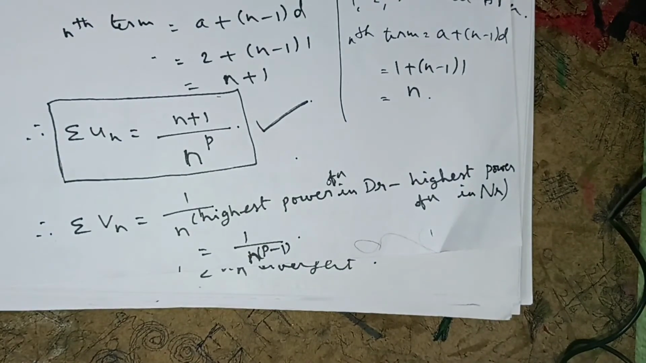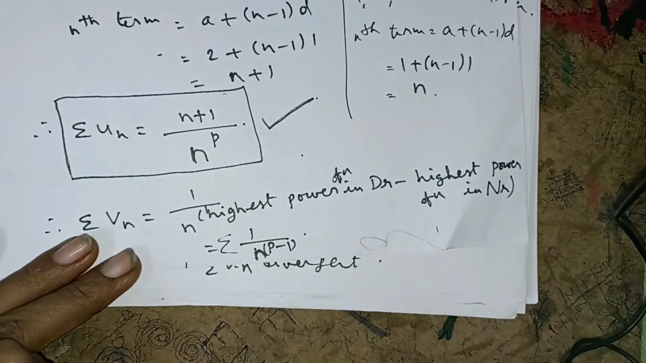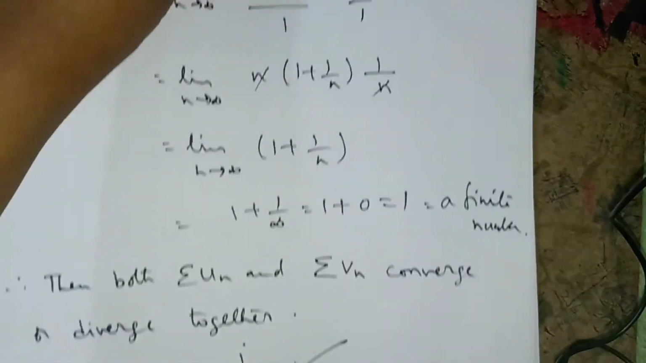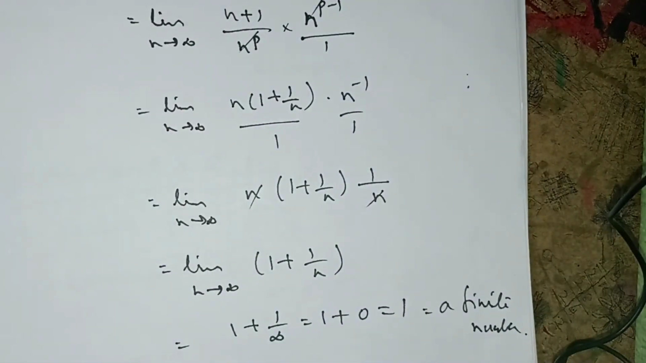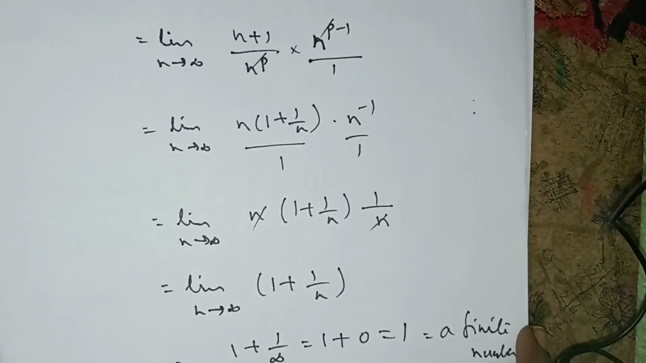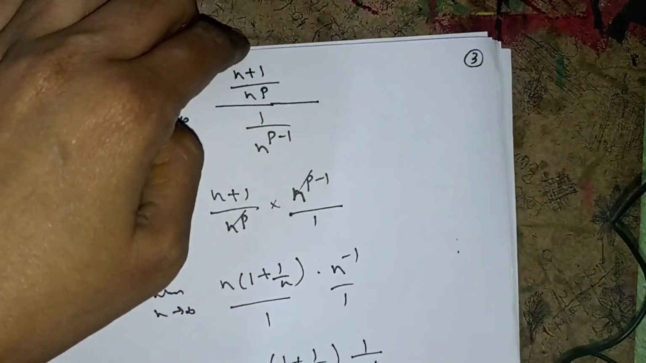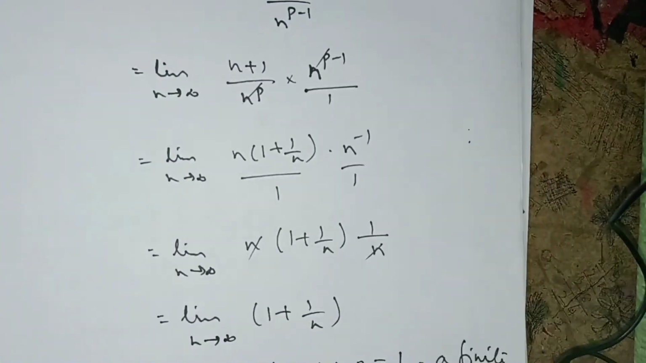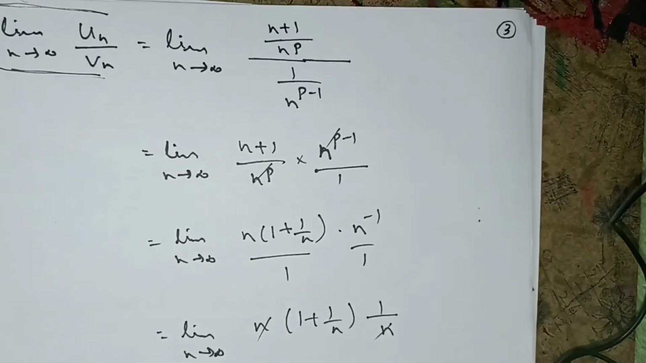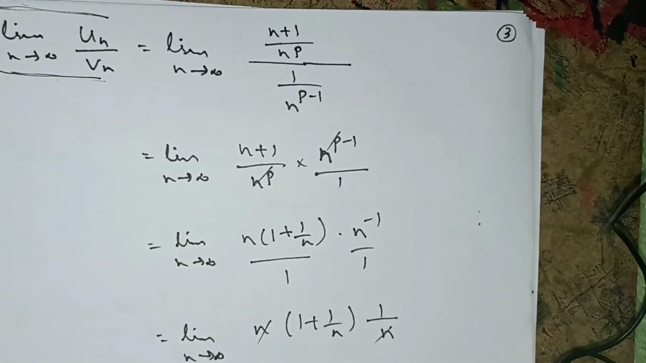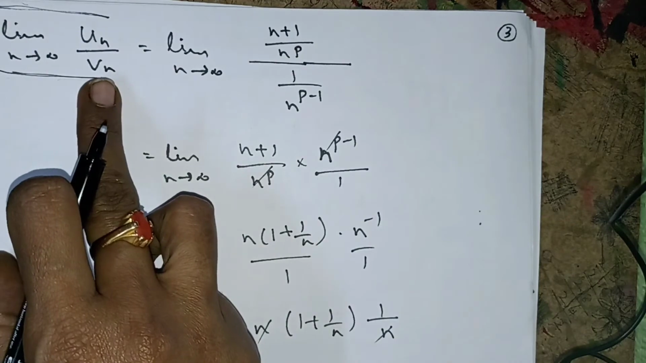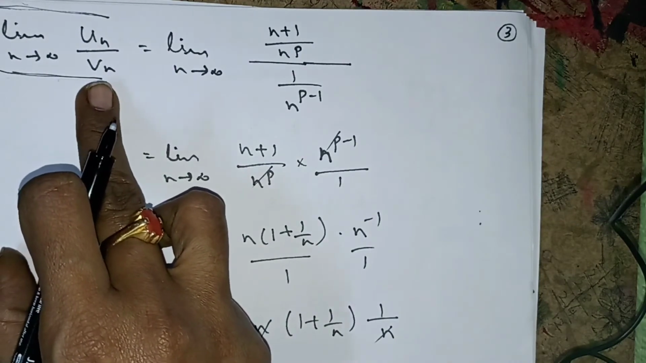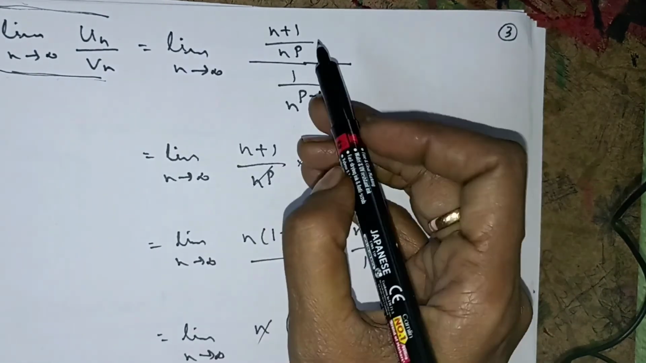Now after choosing sigma vn, what do we have to find? We have to write the formula: limit n tends to infinity un by vn is equal to limit n tends to infinity of un, which is n plus 1 by n to the power of p, divided by 1 by n to the power of p minus 1. You need to substitute the un value.